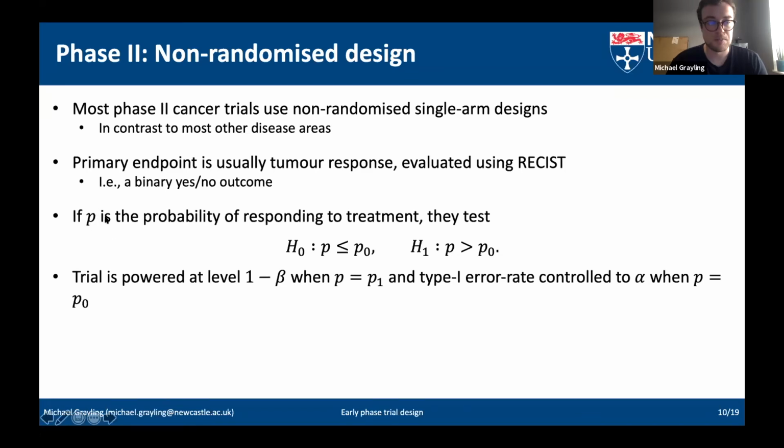So if we denote by P the probability of a patient responding to treatment, what these are actually testing is whether or not P is less than or equal to P0, or whether it's bigger than P0. So P0 is some uninteresting response rate, and we're hoping to show that the drug has a higher response rate than this. And we set up our trial typically to power the study at level 1 minus beta at some interesting response rate P1. And we make sure that our type 1 error rate is controlled to some small value alpha when the drug doesn't work, so when P is actually equal to P0.